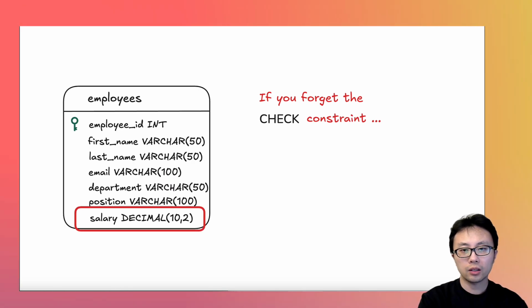Or take check constraints as another example. They are your last line of defense against invalid data. Unless you skip them and let a negative salary number slip into your system.